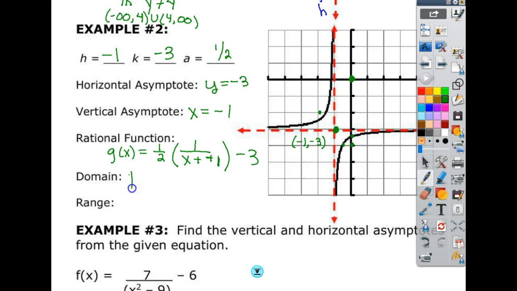Okay, so our domain is all real numbers except X. Remember, y'all know for domain you use X's, for range you use Y's. We've been doing that for years now, okay? So our domain is all real numbers except X does not equal, did I put a not equal sign on that last one? Okay, X does not equal what? -1, and Y does not equal -3 because those are our asymptotes. The graph is jumping over those asymptotes, okay?